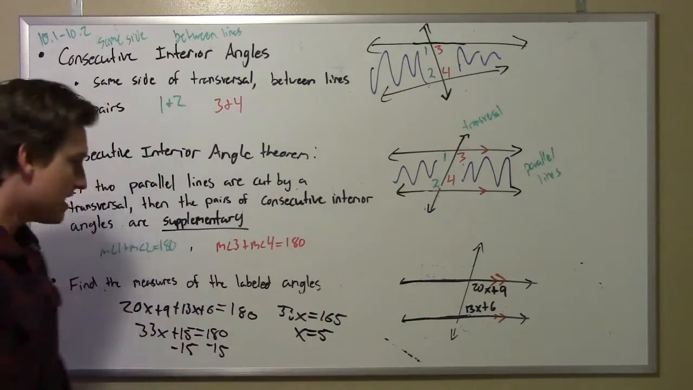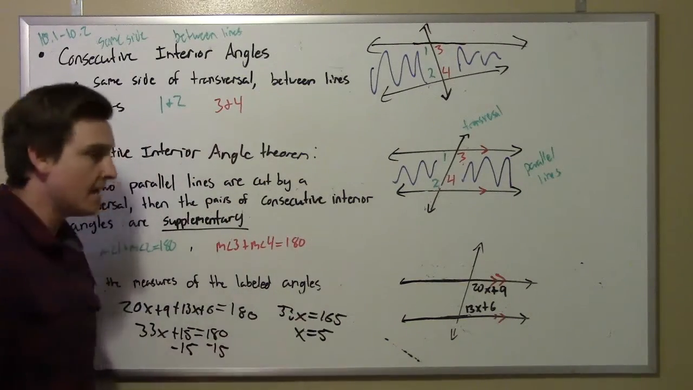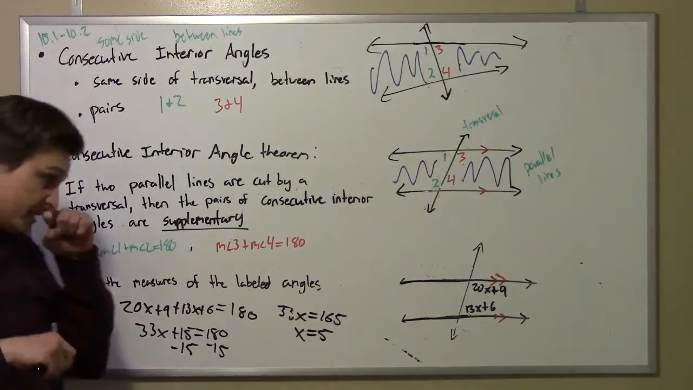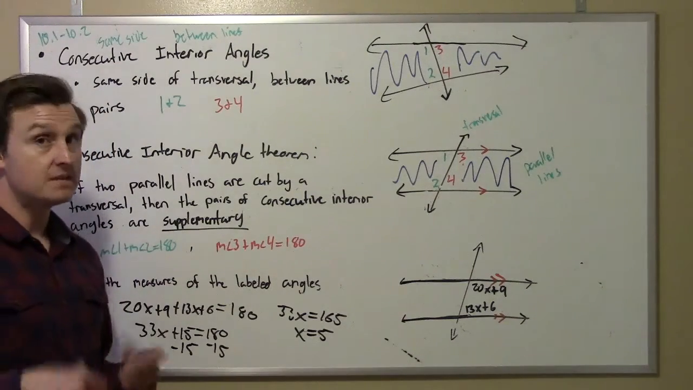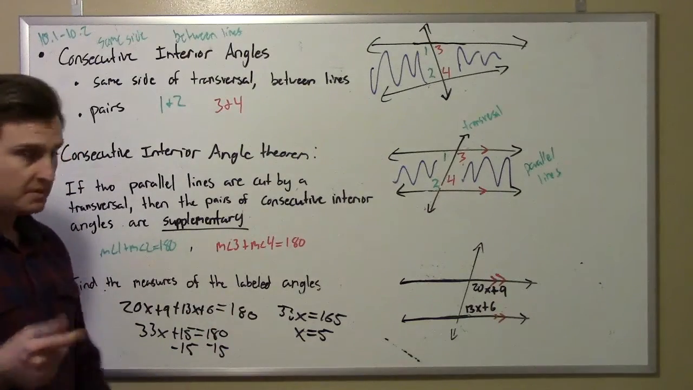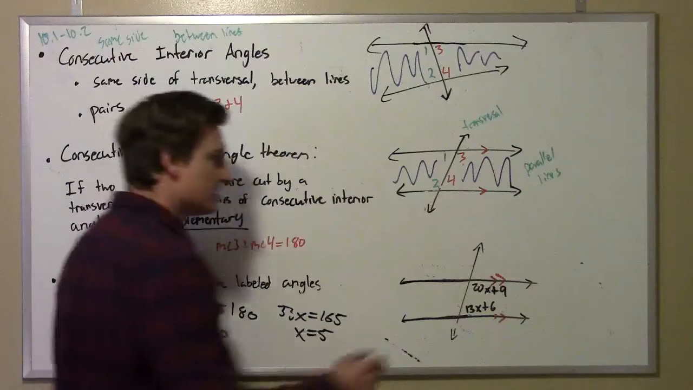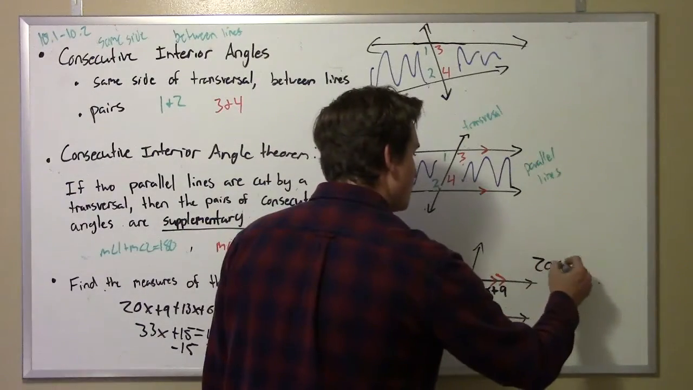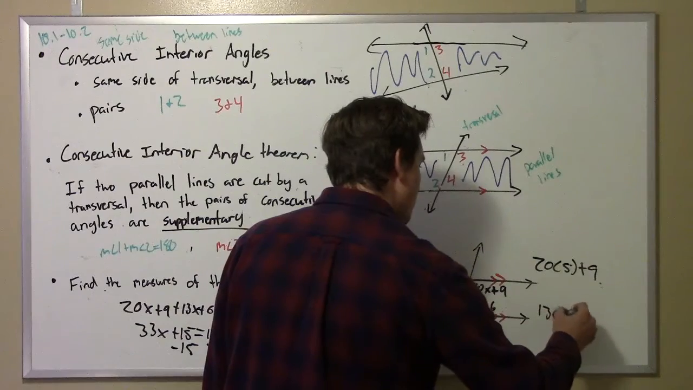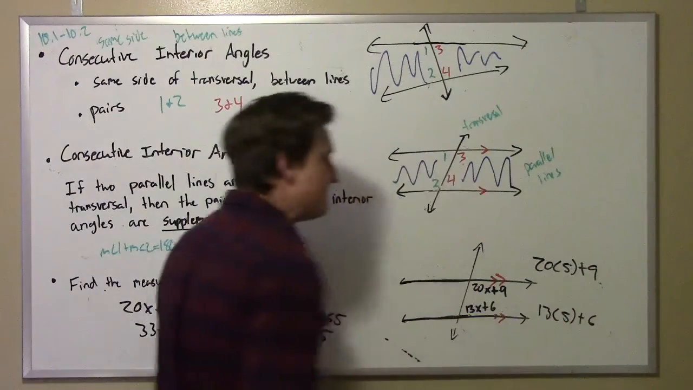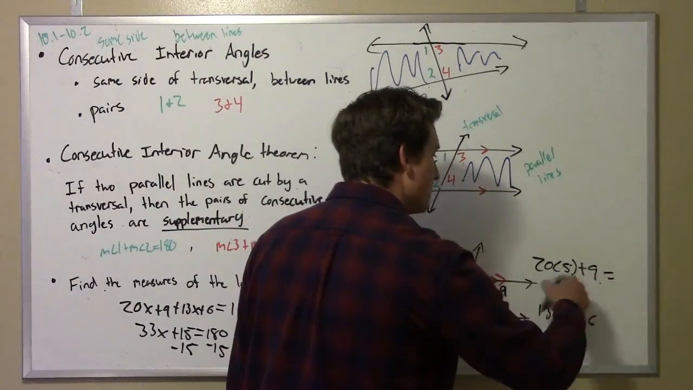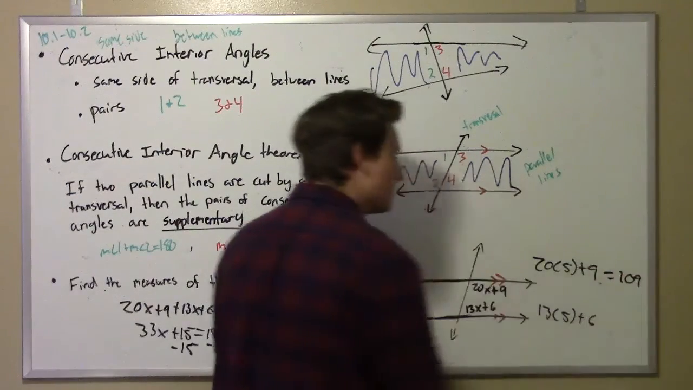Now, that's not our answer. We definitely needed that, but we have to go one step further and say what these angles are. In the previous examples, we knew those angles were going to be the same because they were congruent. In this case, they're not going to be the same, but they should be supplementary. So we're going to need to plug this in twice: 20 times 5 plus 9, and then 13 times 5 plus 6. 20 times 5 is 100, so that makes this top angle 100 plus 9, or 109 degrees.